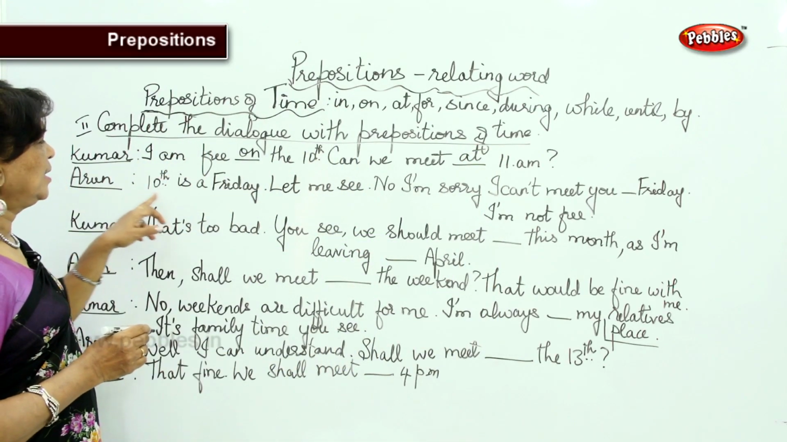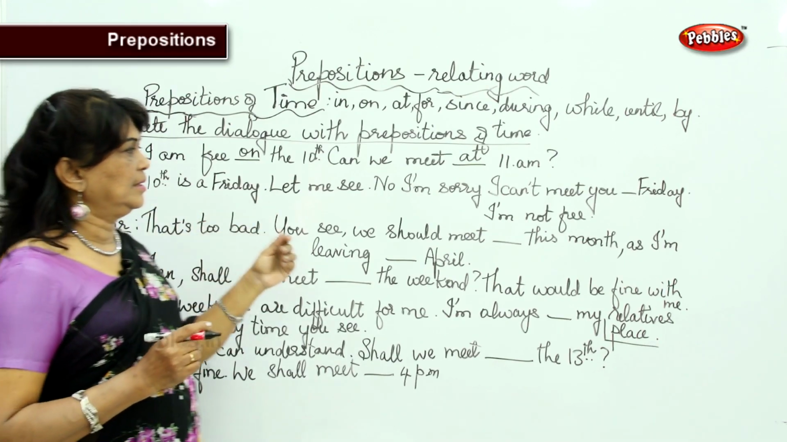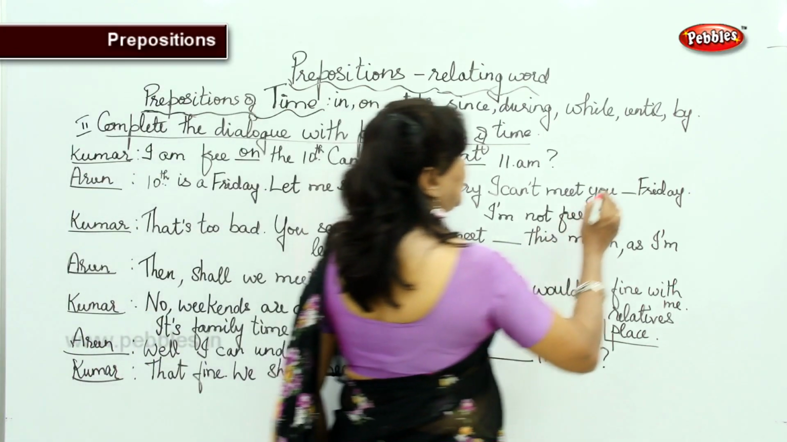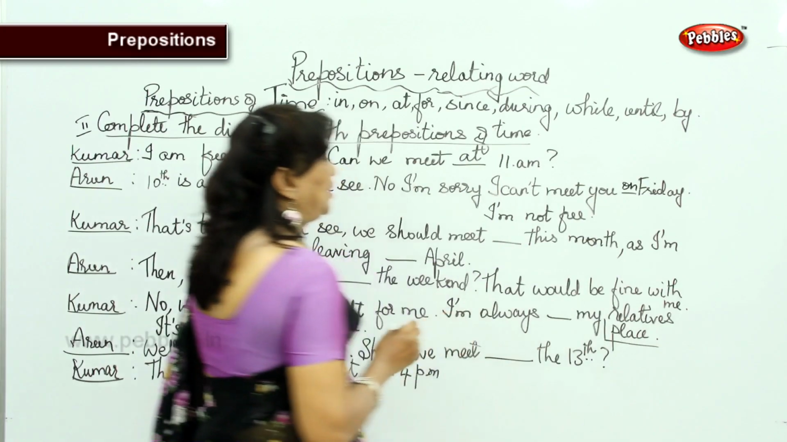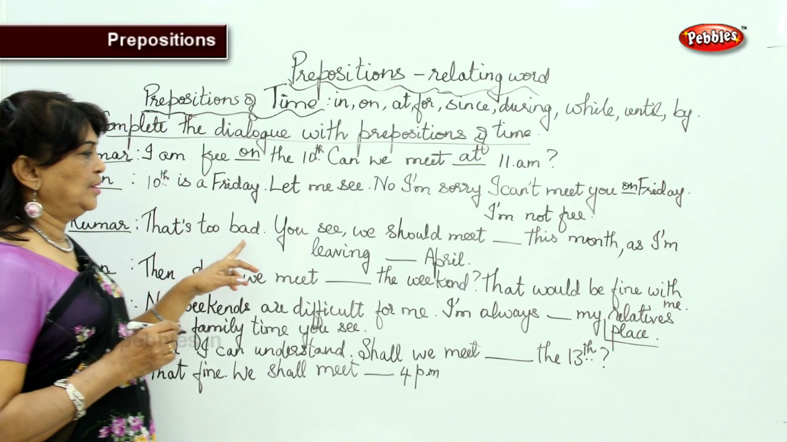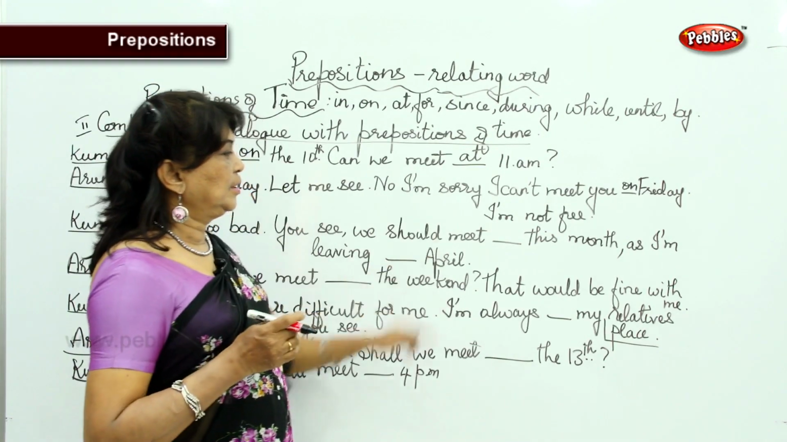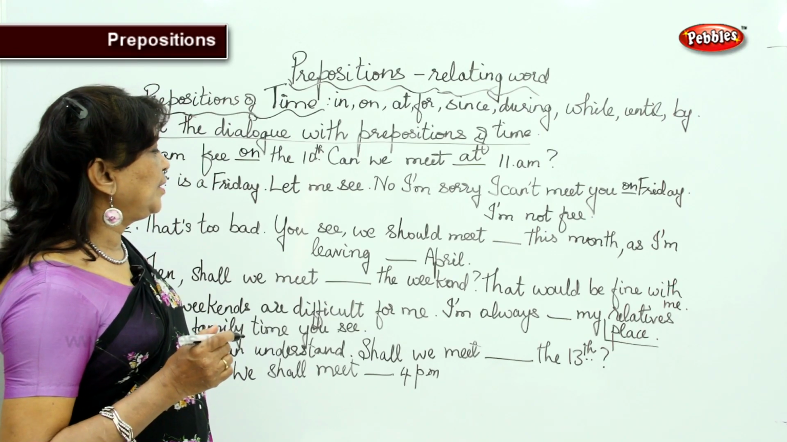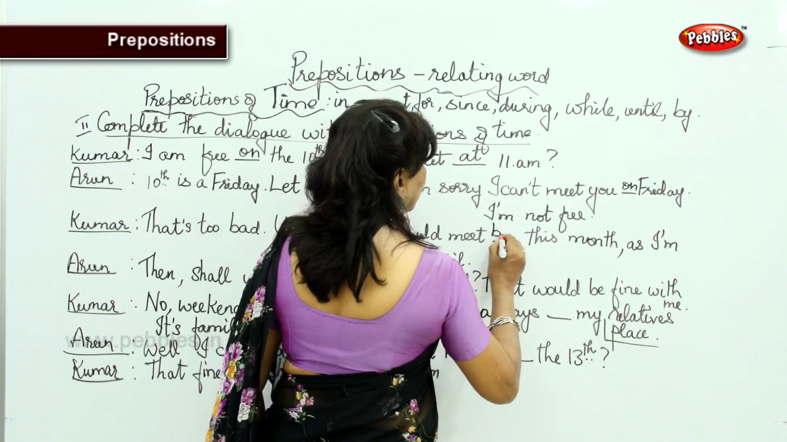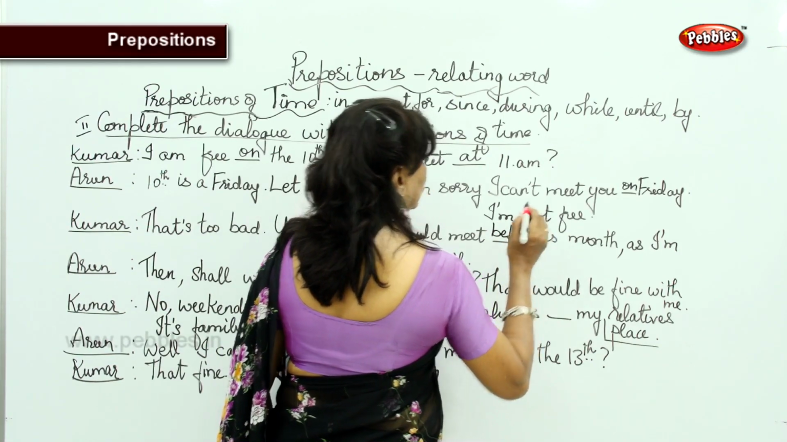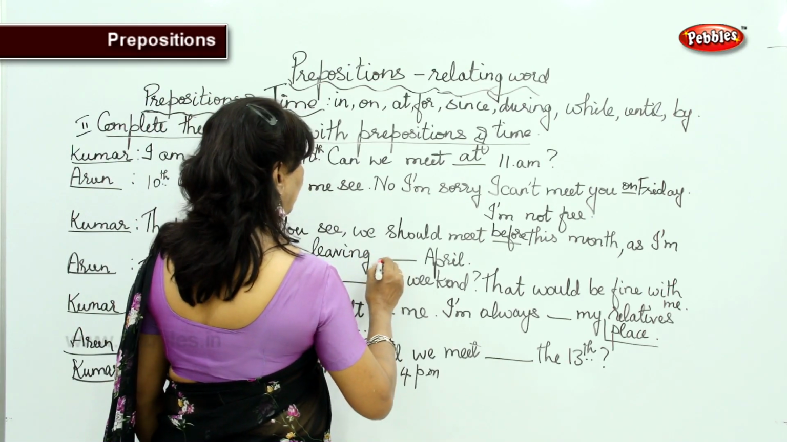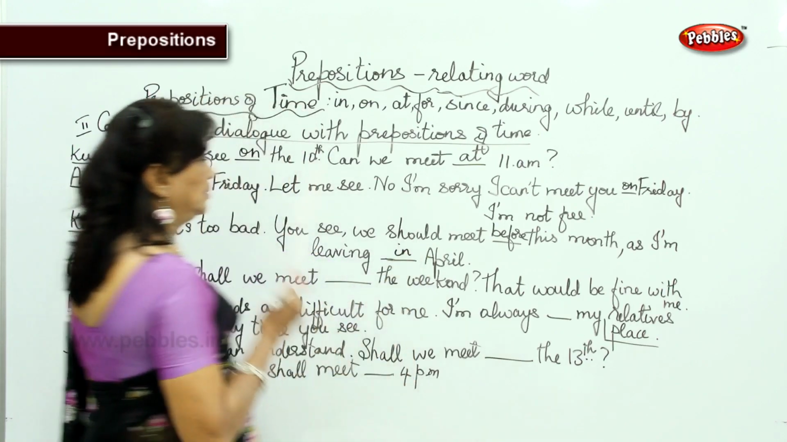Arun says, 10th is a Friday. Let me see. I'm sorry, I can't meet you on Friday. I'm not free. Kumar: That's too bad. You see, we should meet dash this month as I am leaving dash April. We should meet before this month, as I am leaving in April.